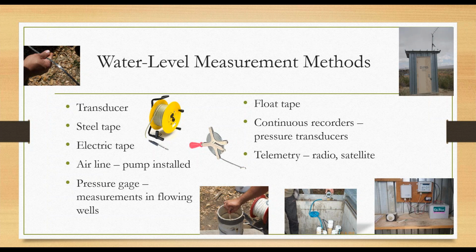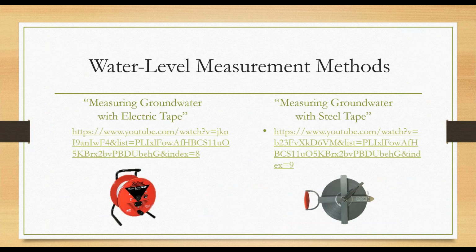Flow tapes and continuous recorders are used, and again, pressure transducers are used for our continuous data or our shorter term measurement recorded data. And our data are often telemetered or sent by satellite to our offices and sent to the public. I'll talk about how we get the data to the public. You'll have a copy of this presentation. We have YouTube videos on methods for proper procedures for collecting groundwater level data using electric tapes and steel tapes.